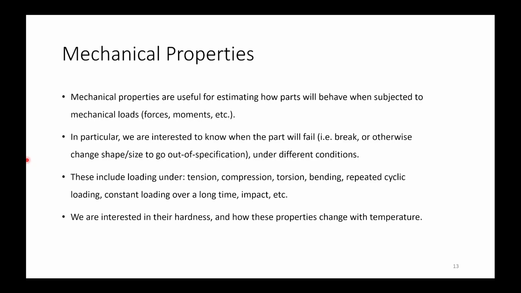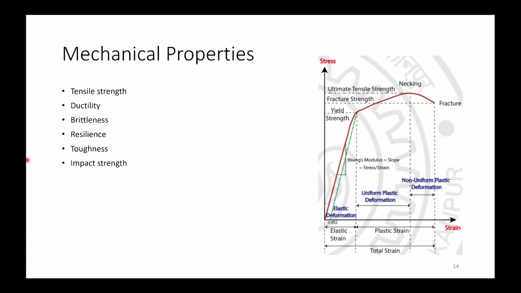Now we are interested in their hardness and how these properties change with temperature. These are some mechanical properties. So for finding out mechanical properties, we perform a uniaxial tensile test. In this, we get a load versus extension graph, which can be converted into a stress versus strain graph. Now in this graph, the linear part is the elastic deformation. In this part, only the interatomic bonding length changes, and when we remove the load, the material takes its original shape, original size, dimensions.